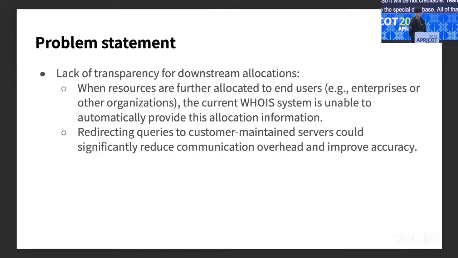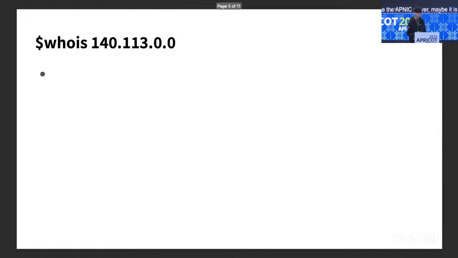The third one is downstream allocations. When a member gets a resource from APNIC, they might make a sub-allocation to their customer, like an ISP or a network service provider, and they might not upload it to the APNIC WHOIS server. Maybe they just save the customer data on their own. So that is the problem.